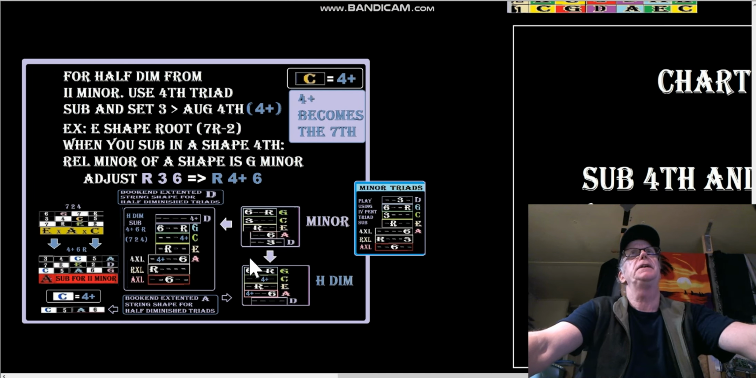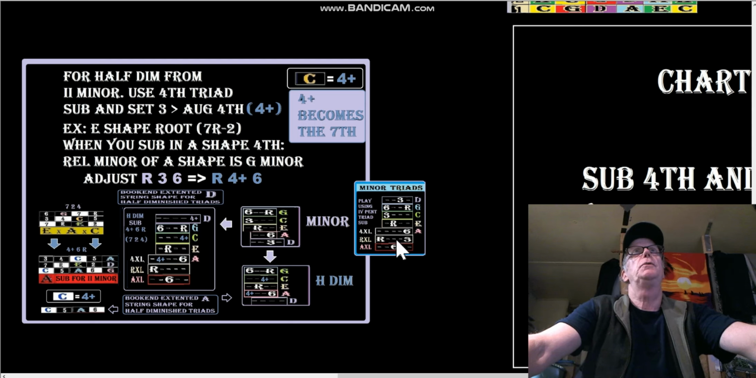I don't want to get into this in this lesson because we're not moving along too quickly. For half diminished, 2 minor, use the fourth triad substitution. Set 3 goes to the augmented fourth. Same concept. We're doing the exact same thing. We're making an adjustment to the fourth so that we're back to the regular diatonic, and then we're essentially playing our Locrian at that point.